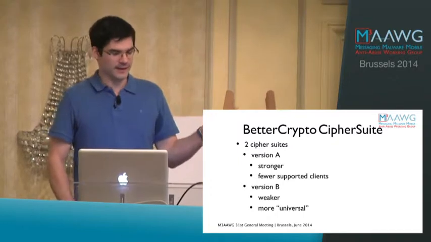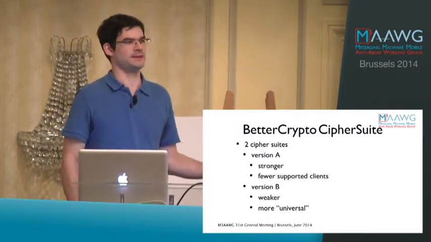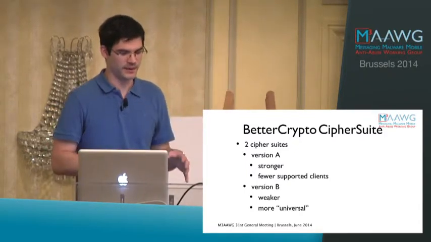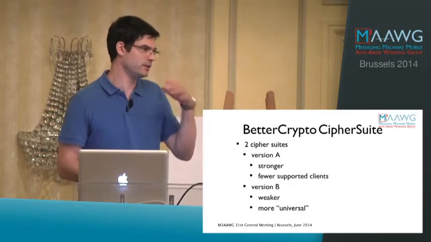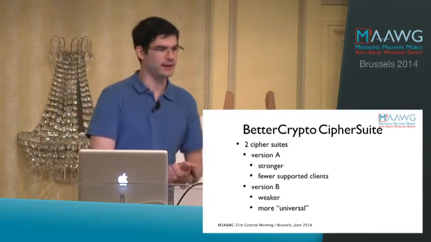Just a notice: the NSA also has two cipher suites, A and B. It has nothing to do with the NSA cipher suites. Those are our own cipher suites that we decide, and when I say cipher suite A and B, that's our own, at least the ones we choose. Nothing to do with the NSA. So we have two versions, A and B.